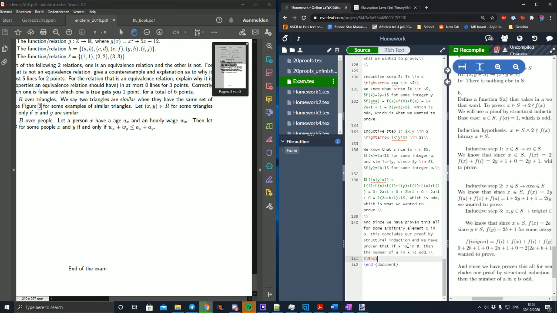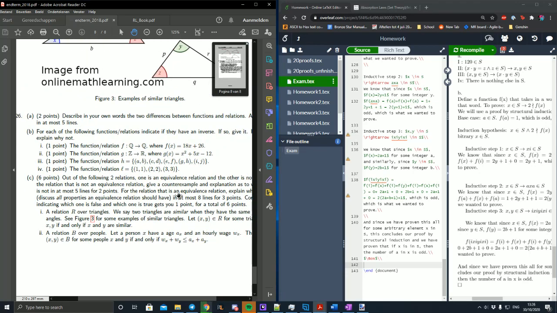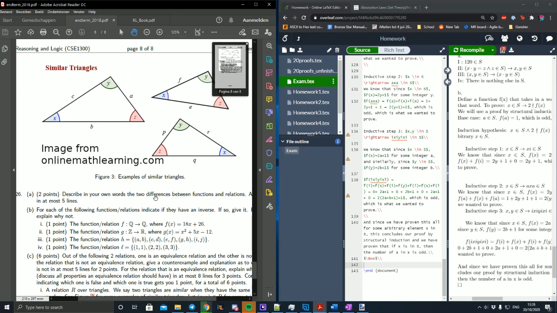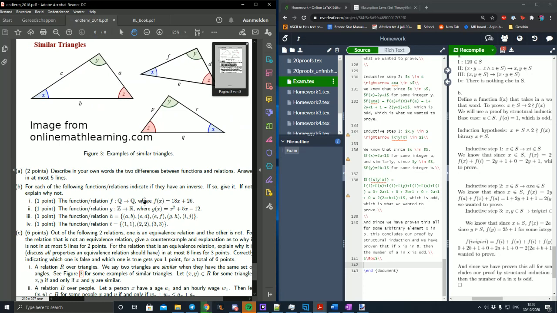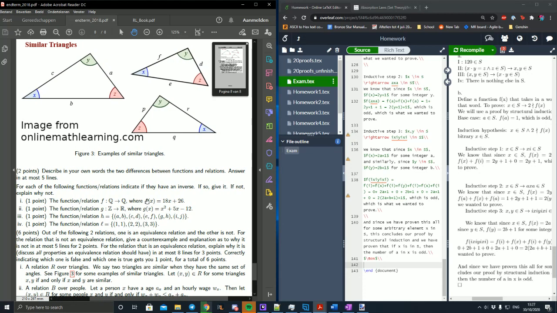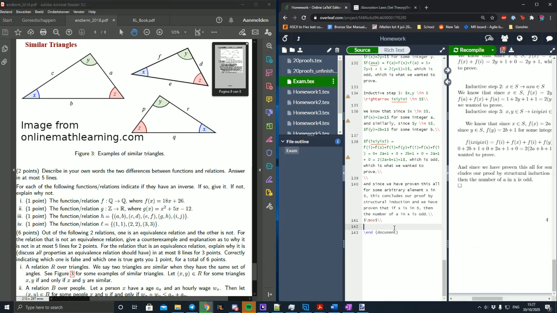Cute little box. Okay, one more question, guys. Come on, we're almost there. Okay, so describe in your own words 2 differences between functions and relations. Where do you think they got that image from? Ooh, good question. I think it's probably from Hentai Haven.